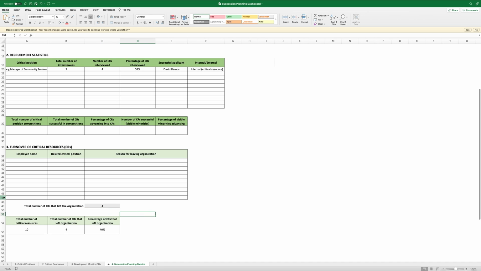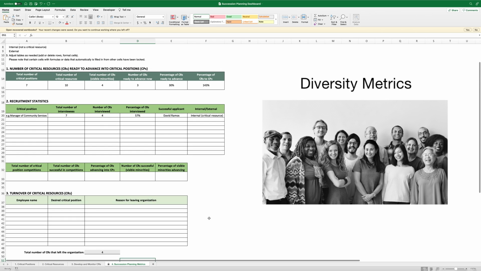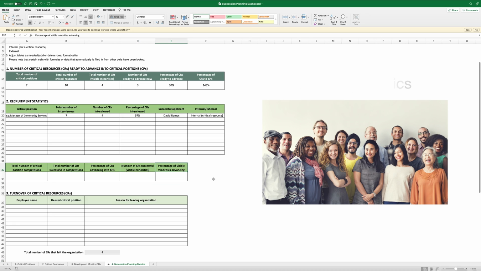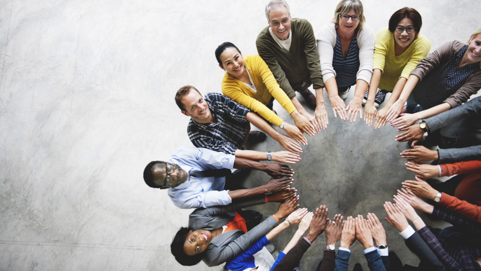Please note that certain cells with formulas or data are locked. As noted previously, it is important for organizations to include a few key diversity metrics. The main form of diversity that has been included in the worksheet is the tracking of visible minorities, including the pool of critical resources and how many are advancing. Since the sector is so culturally diverse, this is the main form of diversity that has been included in the worksheet as a tracking priority. Each organization may choose to track other forms of diversity and can do so by adjusting the worksheet as needed.